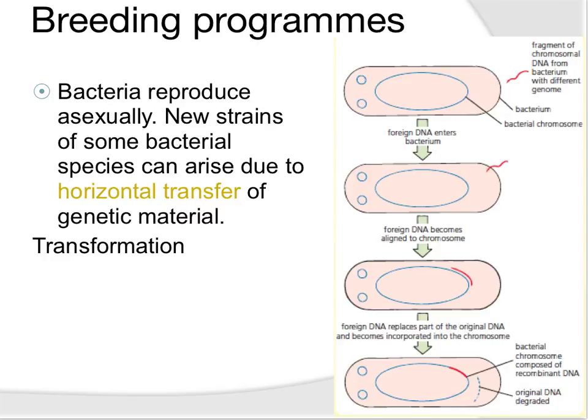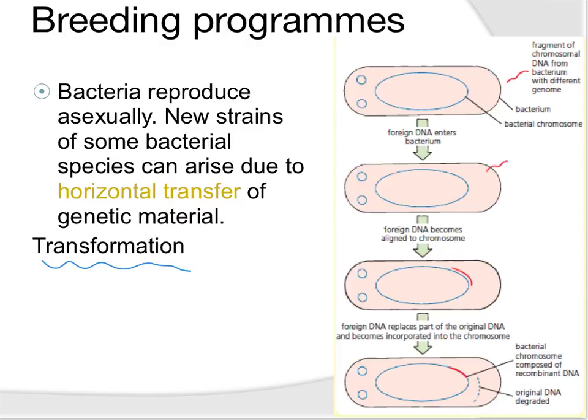Now, I've got this terminology here: transformation, transduction and conjugation. You don't need to know these terms, but I've put the words in there just in case you come across them. With transformation, the bacterial genome is altered when the cell takes up a piece of foreign DNA from the remains of a cell that's been destroyed and has undergone some sort of lysis, that is some sort of bursting.